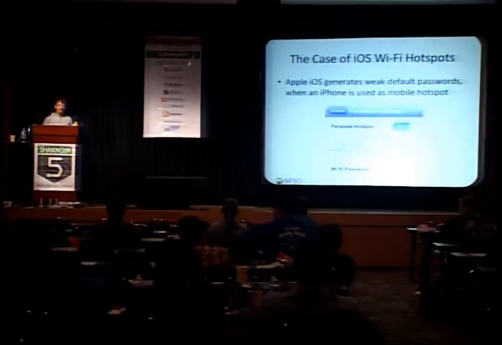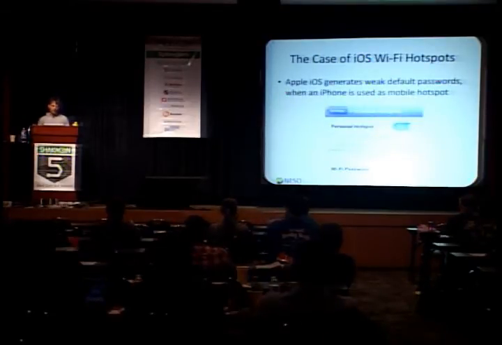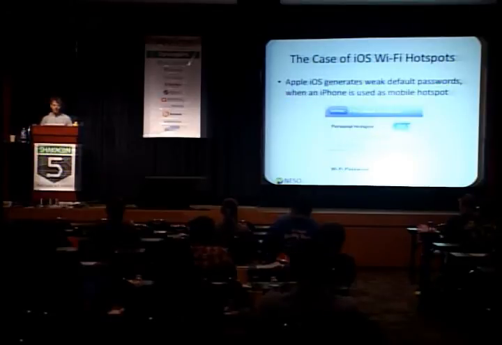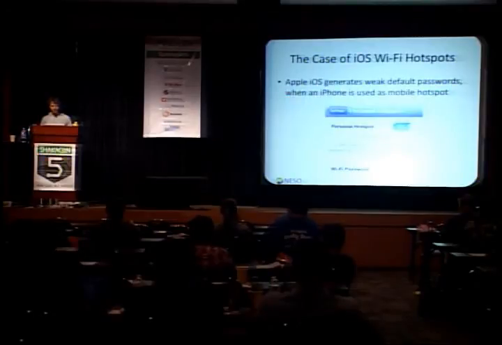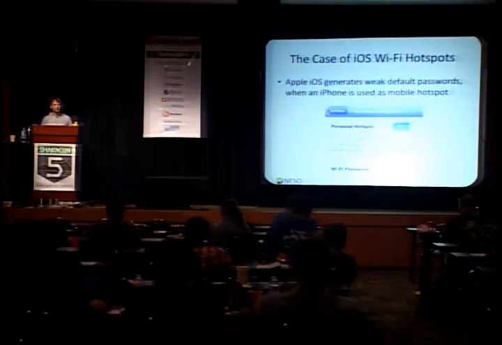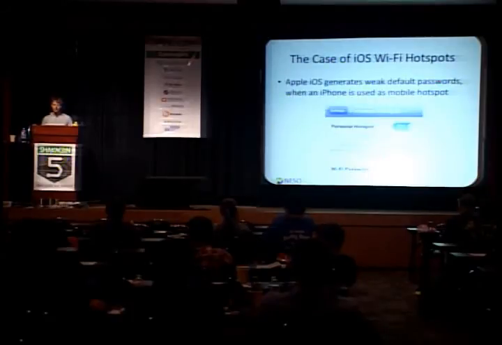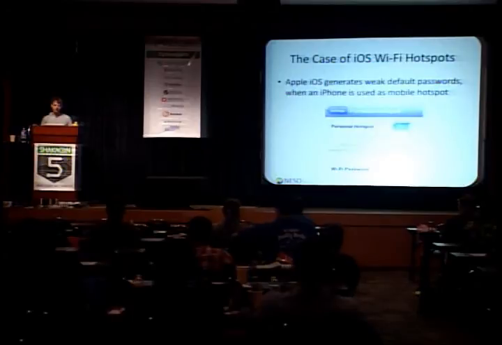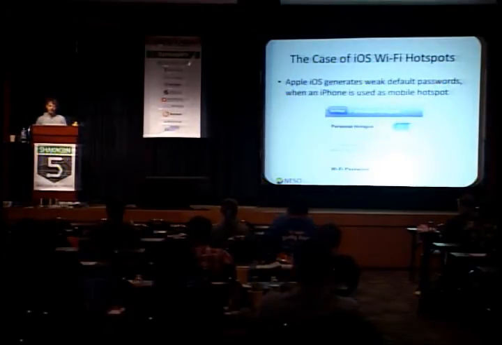Another use case. Last week we published a study on the security of mobile hotspots. Using these dynamic analysis techniques, we analyzed the official preferences app from iOS, and we found out that iOS generates weak default passwords when an iPhone is used as a mobile hotspot. At first sight, default passwords consist of only 4 to 6 characters, followed by a 4-digit number. And this enables brute force attacks on the WPA handshake.